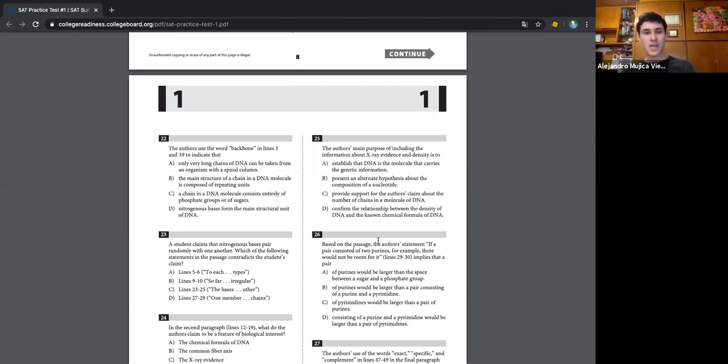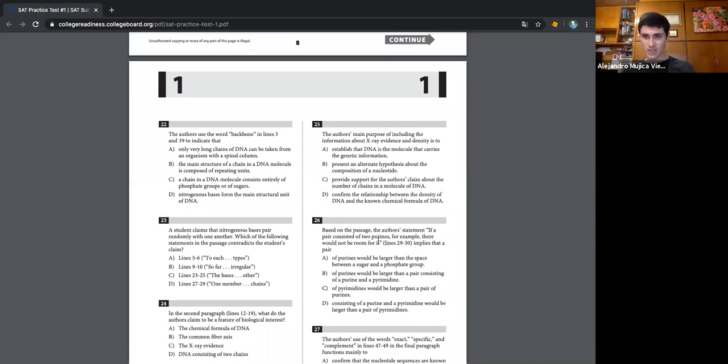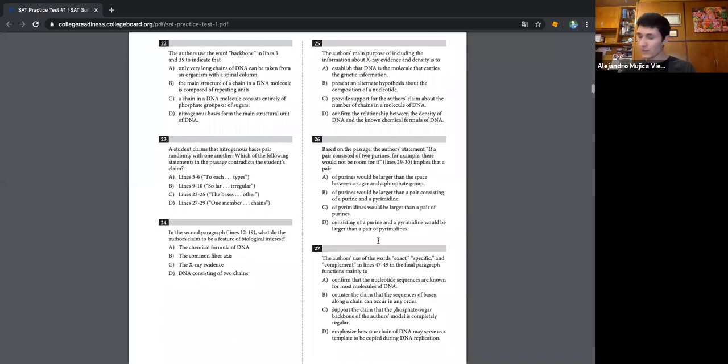22, B, and 23 is D. 24 is D. 25 is C. 26 is B. 27 is B. 28 is C. 29 is A. 30 is A.